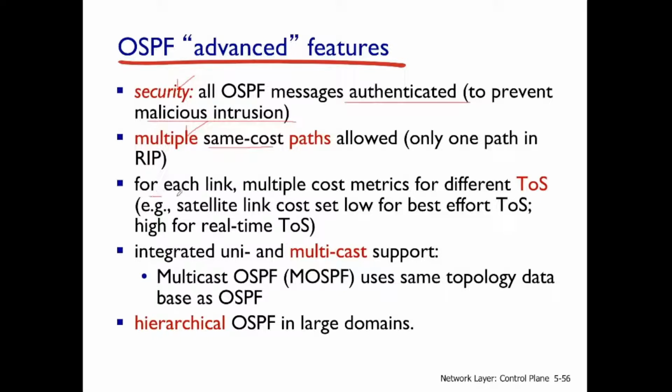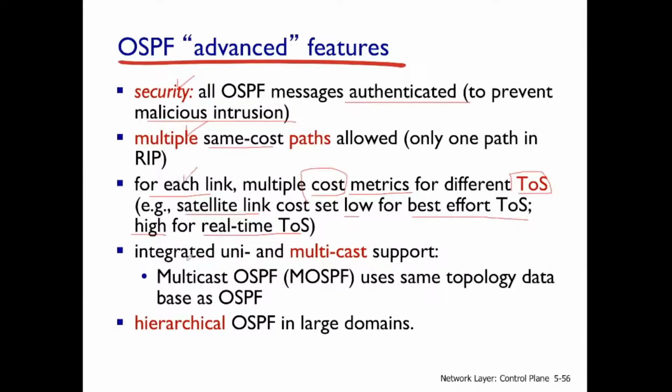sometimes. For each link, the metric for the link cost can be defined differently for different types of services. For example, if we are trying to serve best effort traffic, meaning traffic that does not require timely delivery, so the receiver can wait longer, then the cost of a satellite link, which has longer delay, can be set lower, right? Because you would then prefer using the satellite link if the data does not require timely delivery. On the other hand, if the data is real time, then set the satellite link cost high. Therefore, we avoid choosing a satellite link along the path to deliver the real-time data.